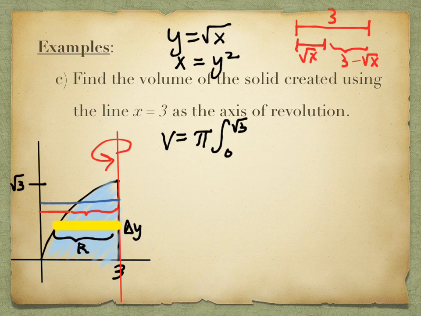But I don't want it to be the square root of x because I've got it represented in terms of y, so mine won't actually say 3 minus the square root of x. What will it say? 3 minus y squared. All right, so my radius here is actually 3 minus y squared, squared. dy.